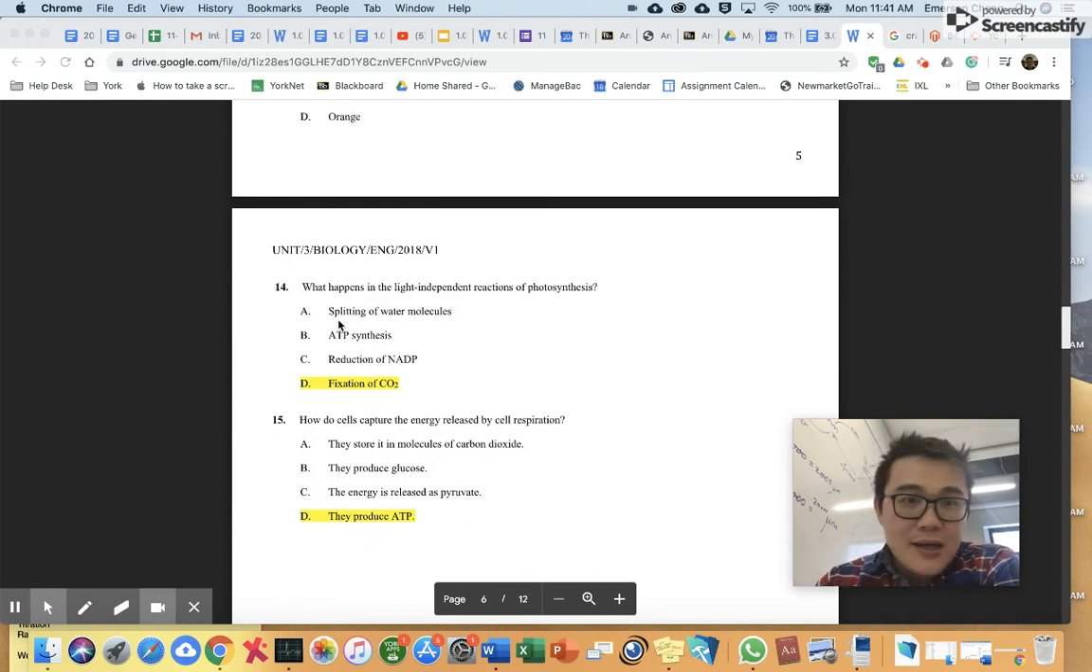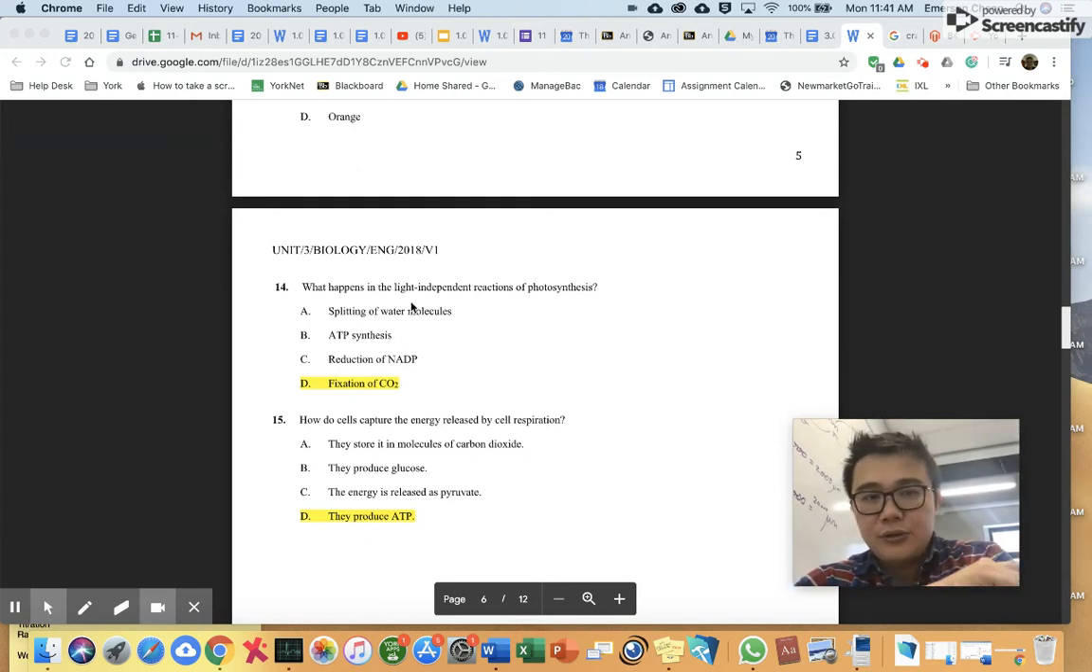Okay, two more. What happens in the light independent reaction of photosynthesis? Remember, the light dependent reaction is photolysis. You're splitting the water molecule and you make ATP. So it cannot be these two. Reduction of NADPH: keep in mind, reduction means you're gaining electrons. When you gain electrons, you also gain hydrogen. So it's not this one, because during the light independent reaction, you actually use NADPH. So this one, fixation of carbon dioxide, that's your light independent reaction.